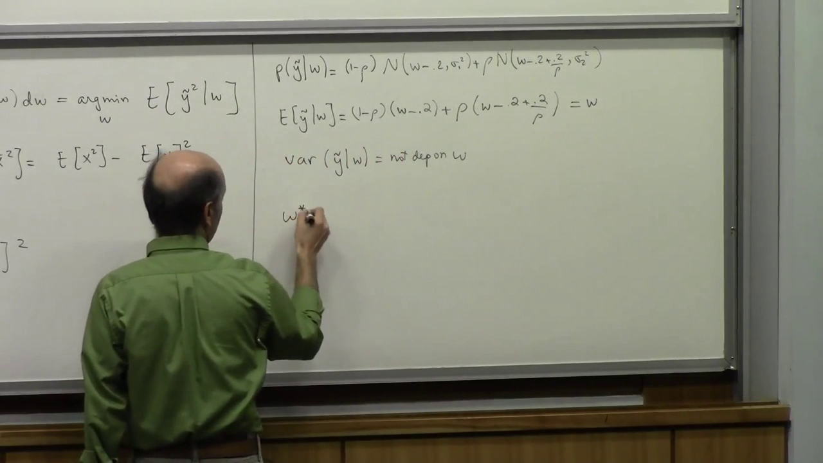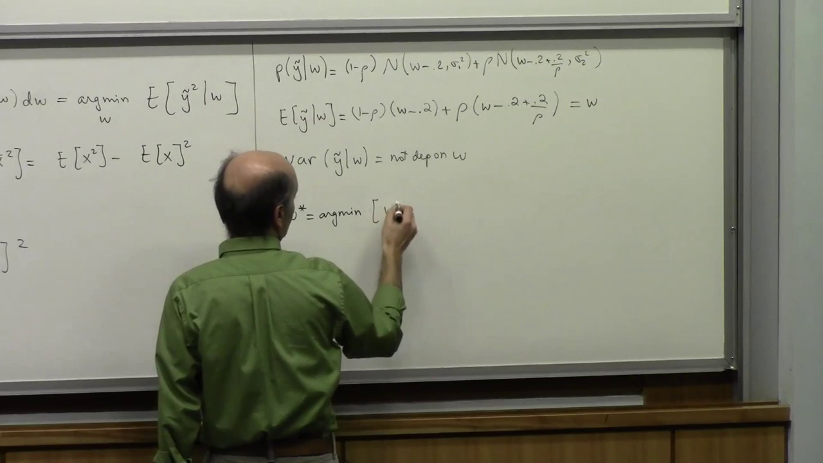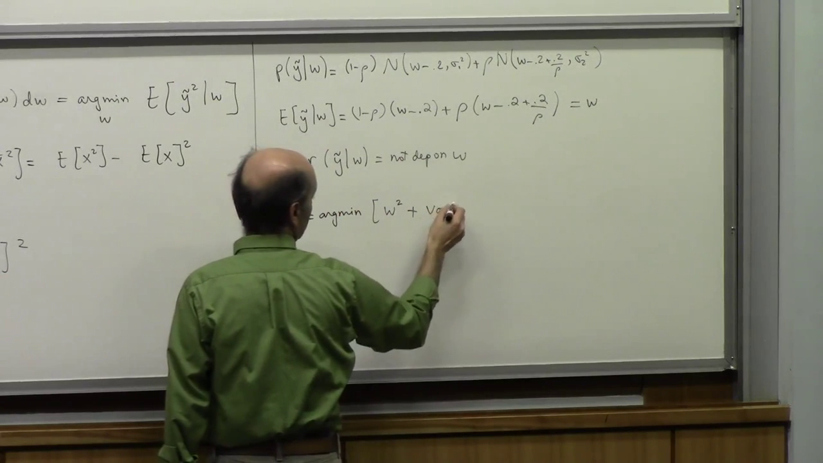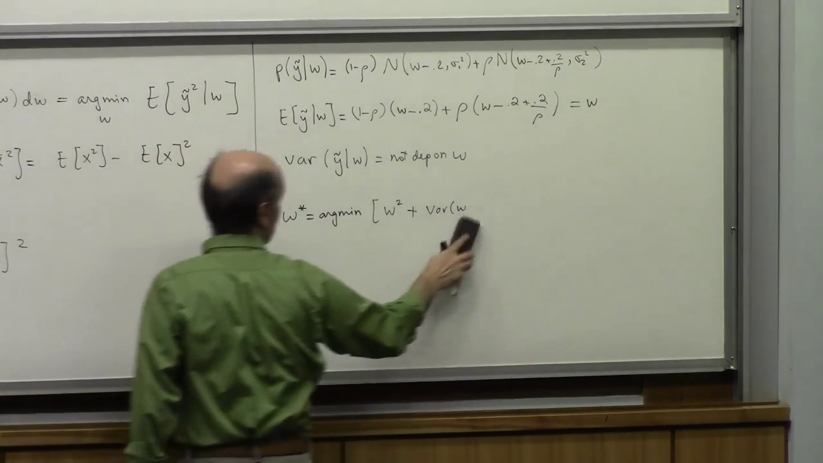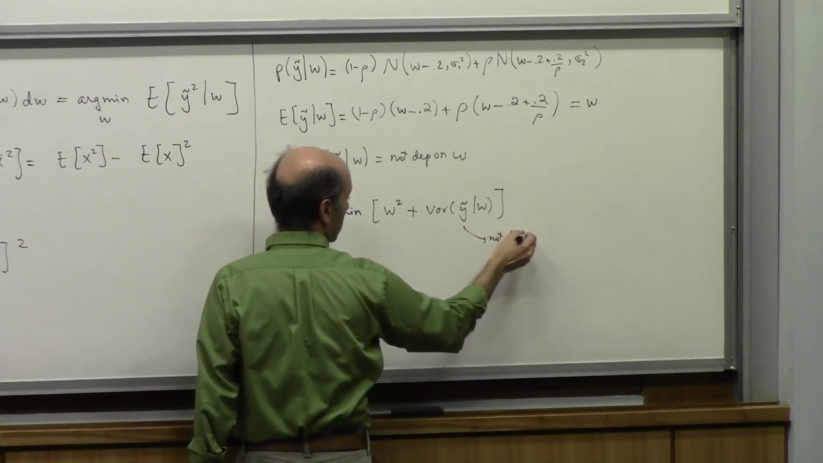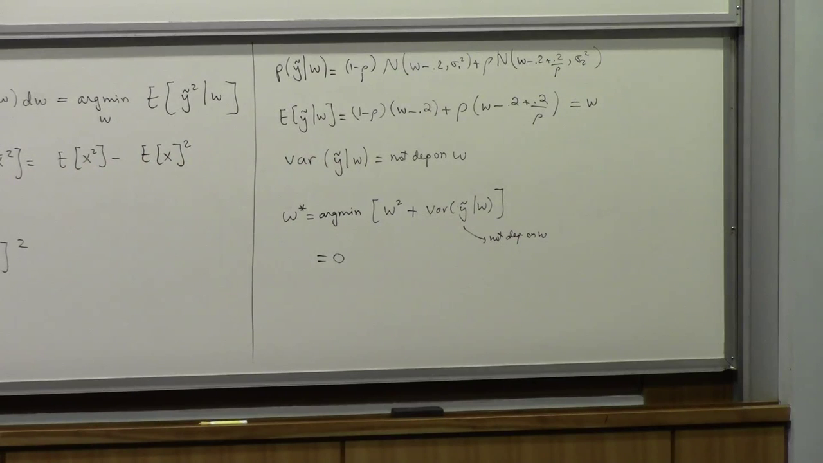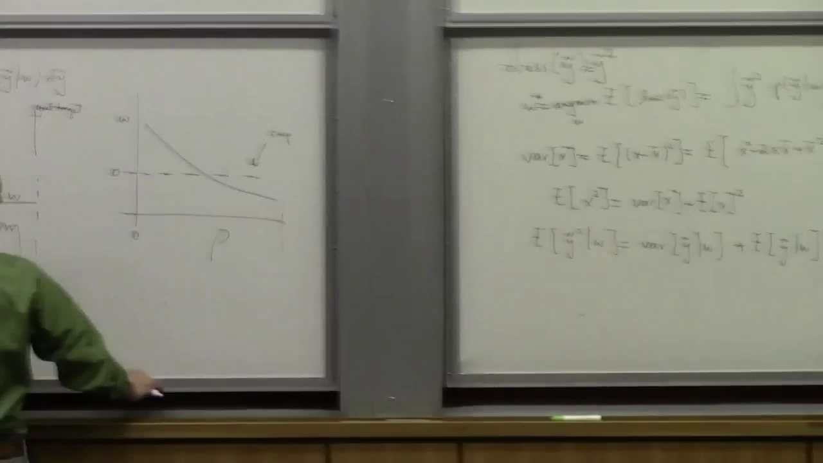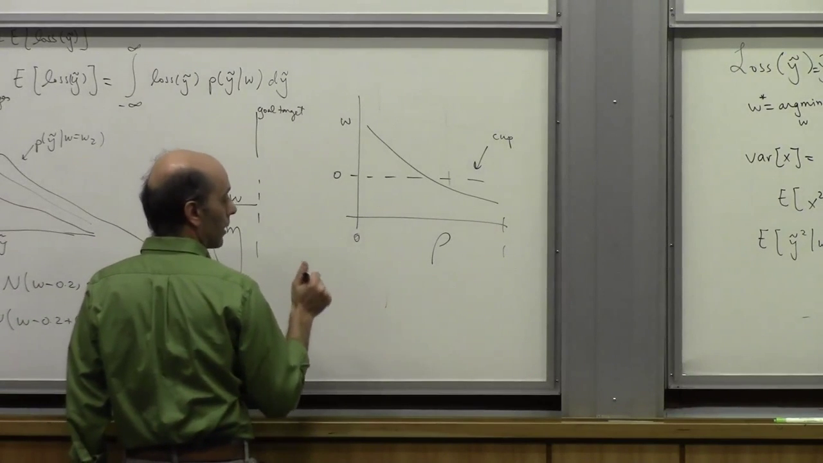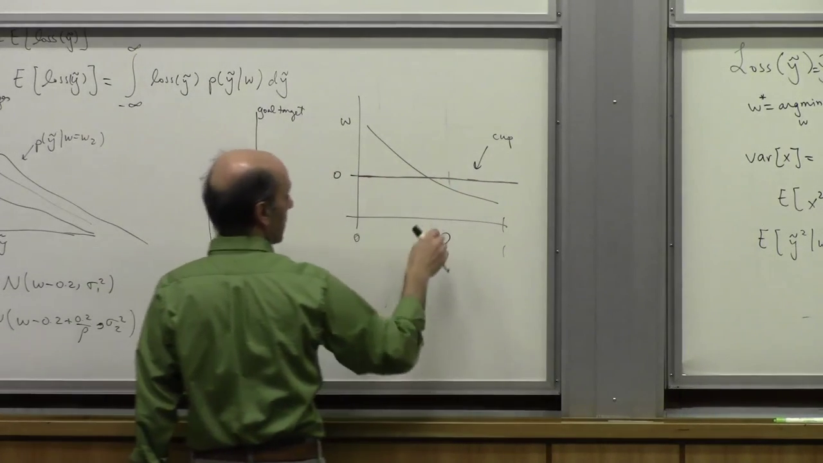So the W star that I want is the argmin of W squared plus this term squared, plus the variance of Y tilde given W, which is not dependent on W, and that's going to be equal to 0. If I go back now to this function and I plot the optimum W as a function of rho, what I will find is that for a quadratic error, I will not change my W. I will always keep it at 0.